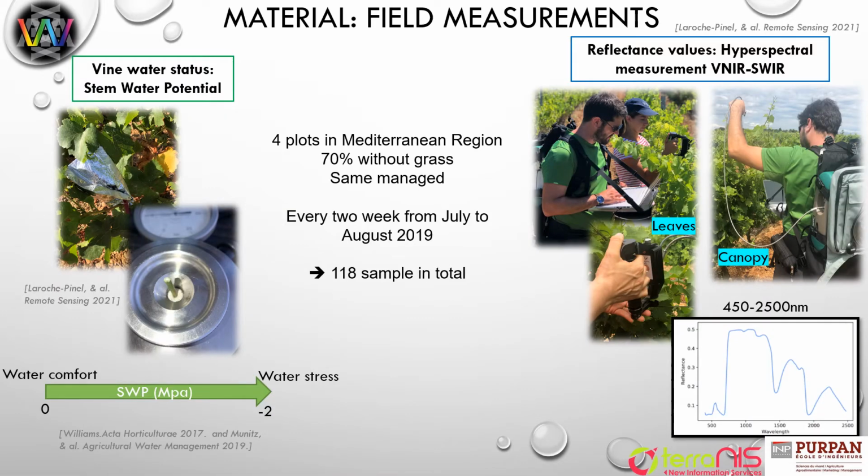So we set up an experiment to make a link between the physical impact of water stress on the plant and leaf reflectance values. Two types of measurements were taken in 4 vine plots every 2 weeks from July to August in 2019. The first one is the water status with the stem water potential, which is an accurate but time-consuming method. Values range from 0 for no stress to -2 for high water stress. And the second measurement is hyperspectral reflectance of leaves and canopy with an ASD field spectrometer.